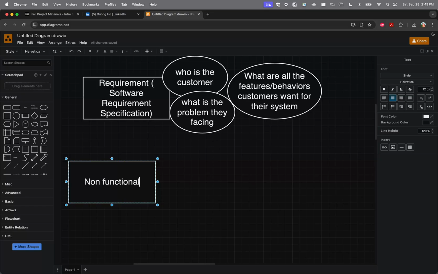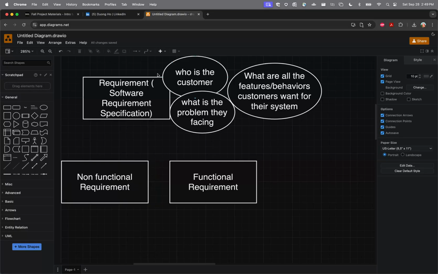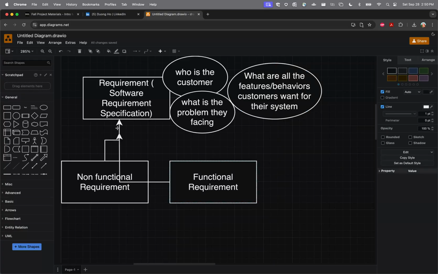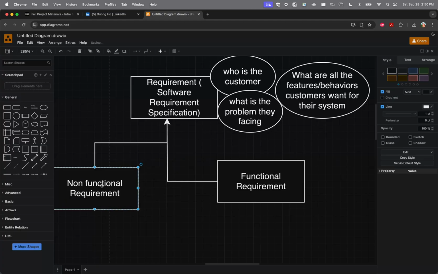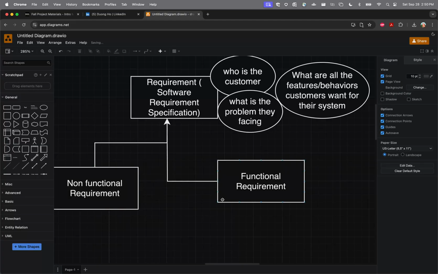Those two are very different, right? So first of all, to have a requirement, you need to know once again those three things above here. Once you get to thing number three, which is the features and behaviors that the system should have, that should help you identify the functional and the non-functional requirements. So functional and non-functional requirements contribute to make a complete requirement document.